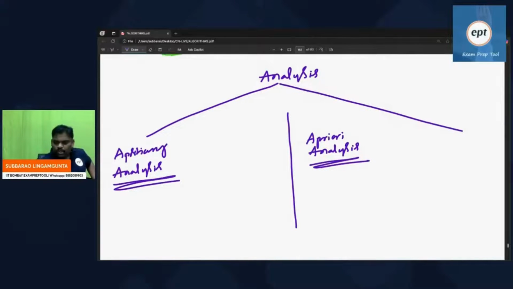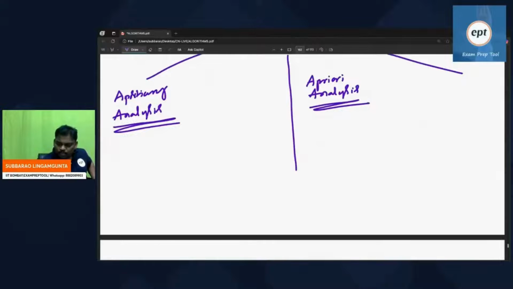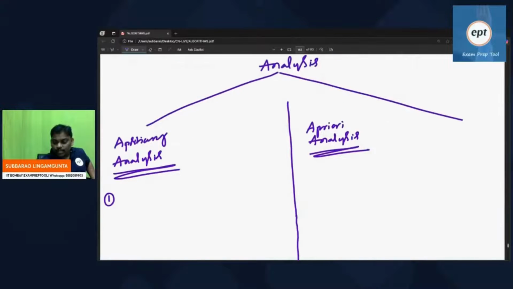What is posterior analysis? What is priori analysis? You can see one time. First point here. According to posterior analysis, see everyone, if I ask anyone, what is the time complexity of this program?